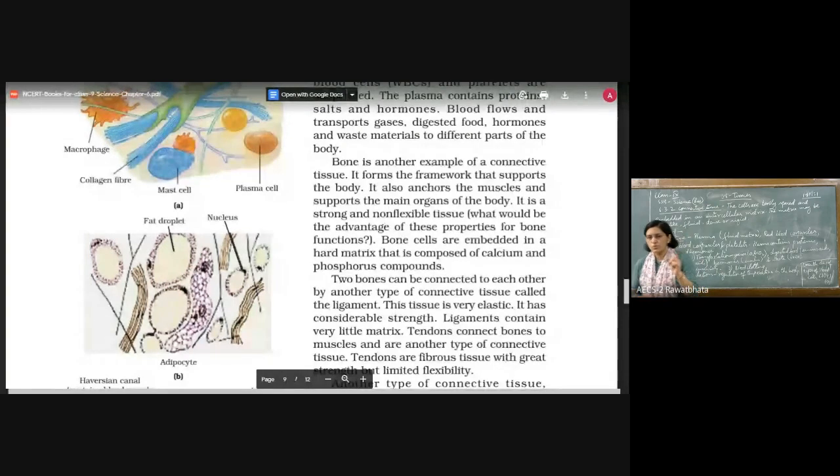So therefore we use one term, kids, and that term is framework. It provides the framework and supports the organs also.